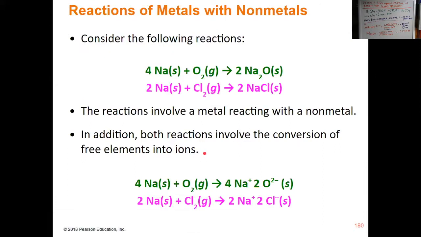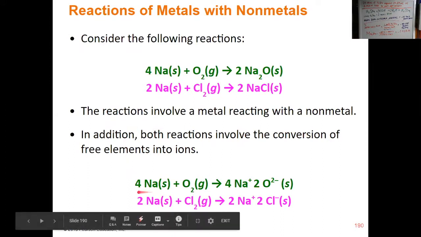So let's look at what's happening here. We have sodium metal plus oxygen gives me 2 sodium oxides. Sodium metal plus chlorine gives me 2 sodium chlorides. These reactions are both involving a metal that reacts with a nonmetal. And in both of these, we're ending up converting what is a free element here into an ion form that will subsequently make an ionic compound. Okay.